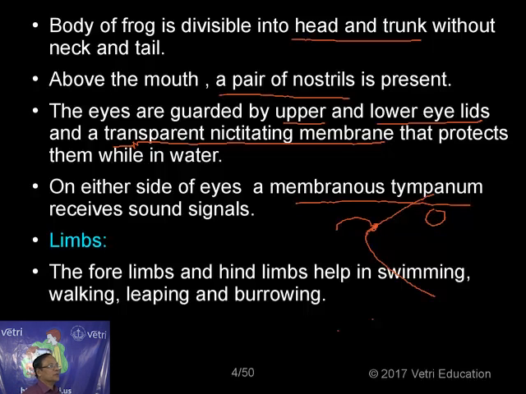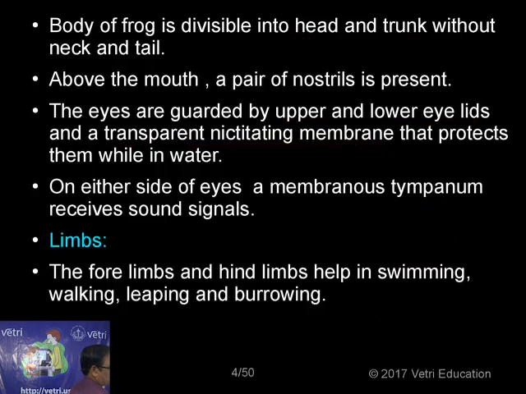Now what about the limbs? The animal is able to hop on land as well as swim in water and also leap. Normally the legs are used for swimming, walking, leaping, and also for burrowing in some cases. There are two pairs of limbs, the forelimbs and hind limbs. They are used for swimming, particularly the hind limbs, walking, leaping, and also for burrowing. That is about the function of the limbs: a pair of forelimbs and a pair of hind limbs.